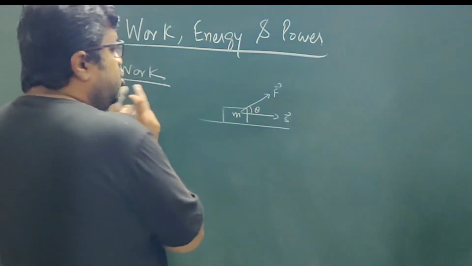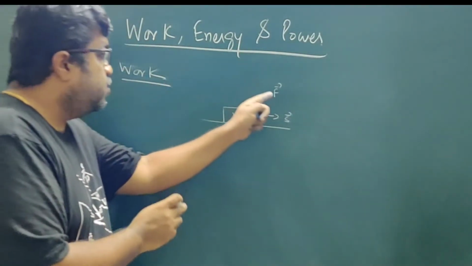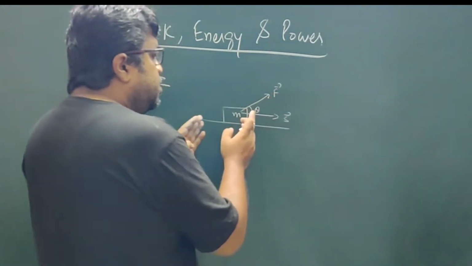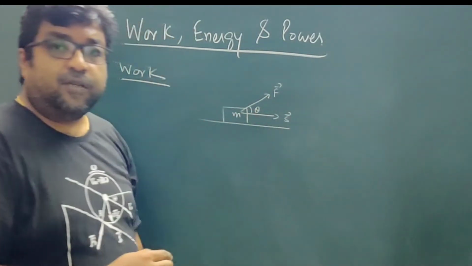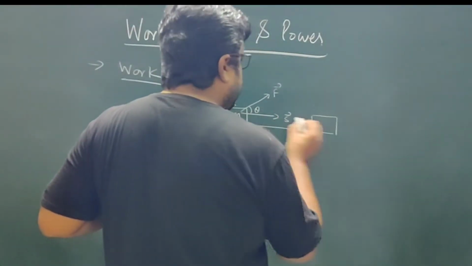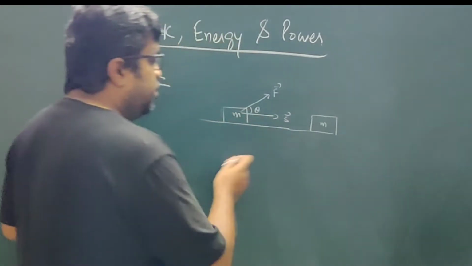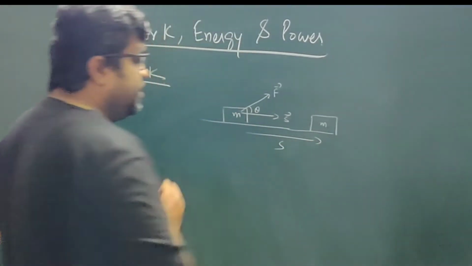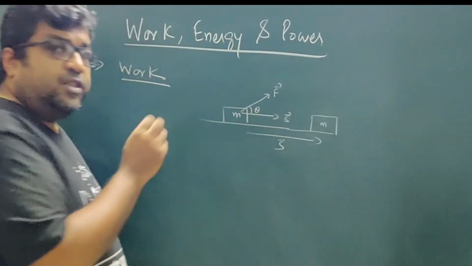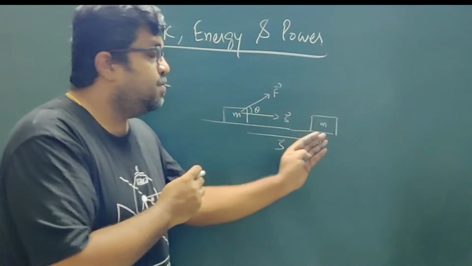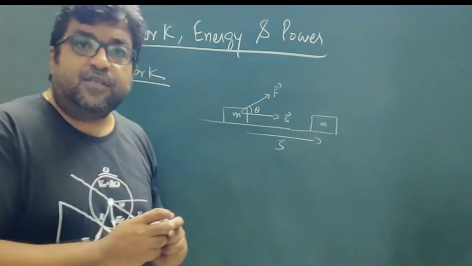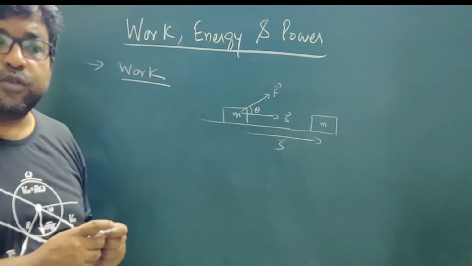Now work is said to be done by this force F, provided under the action of this force there should be some displacement of this body. So suppose this block moves from this position to this position. This is the displacement S. So when the force acts on the body, there must be some displacement of the body. So that is one condition for work done by this force.